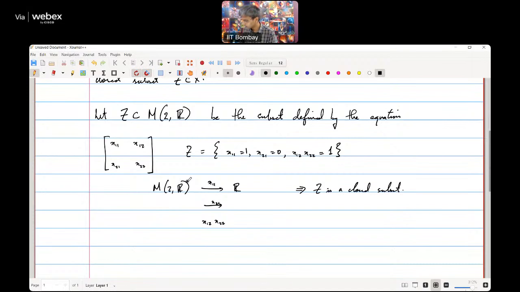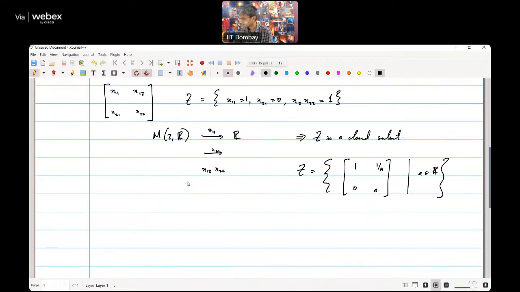So what does Z look like? Z consists of elements of this type. X11 has to be 1, so it looks like this. X21 has to be 0, so 0 here. And for the product of these two, we can let one be any real number A, so the other has to be 1 upon A. So Z is a closed subspace of M_2(R).